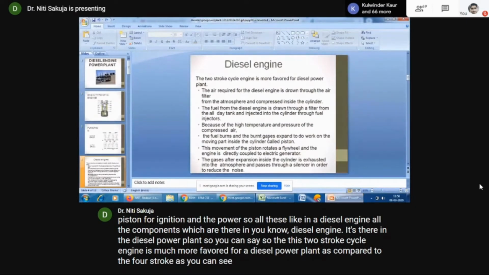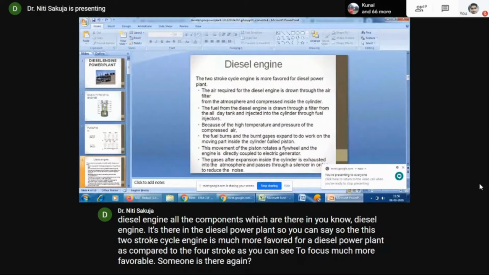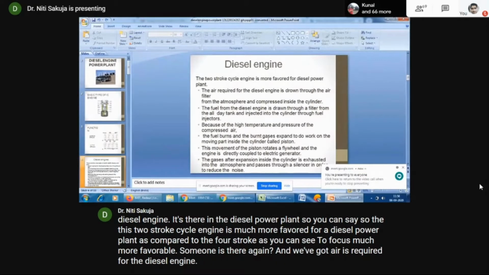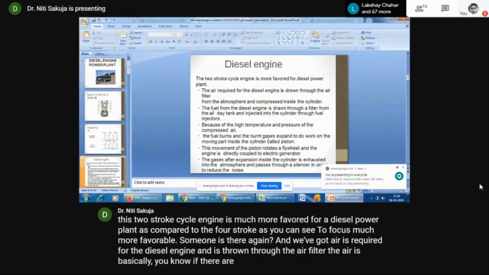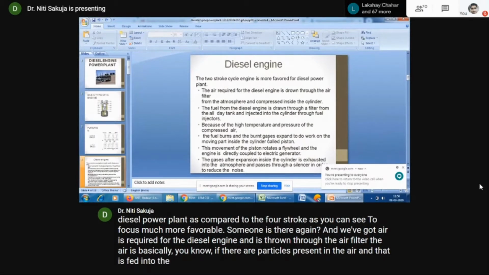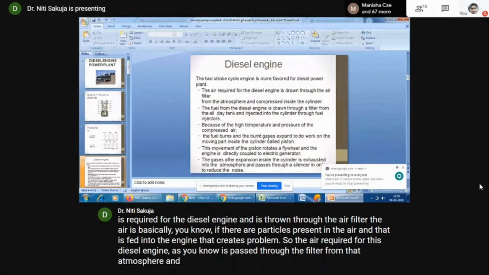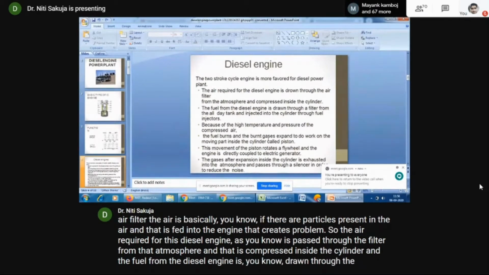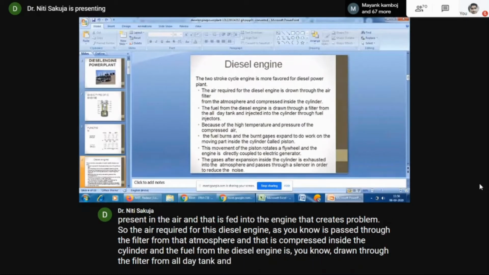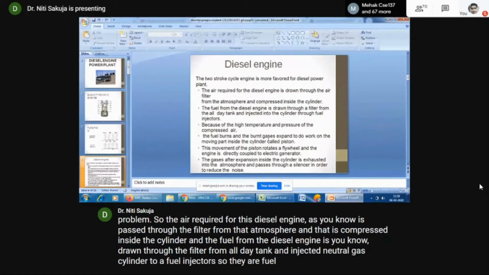The air required for the diesel engine is drawn through the air filter. If there are particles present in the air and that is fed into the engine, that creates problems. So the air required for this diesel engine is passed through the filter from the atmosphere, and that is compressed inside the cylinder. And the fuel for the diesel engine is drawn through the filter from the day tank and injected into the cylinder through fuel injectors. So there are fuel injectors for inserting the fuel.